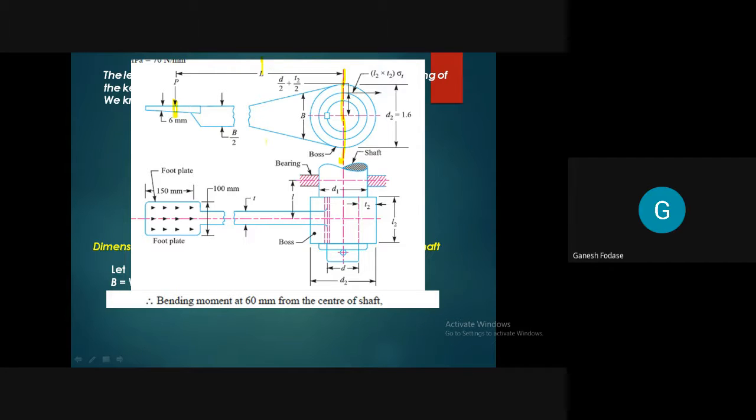Meter. Okay. What did they ask? At a distance of 60 mm. Let's say here. From where 60 mm? From the center of the shaft. Center of shaft. Let's say I'm talking about this portion.